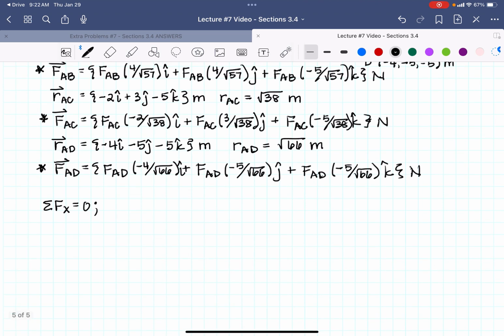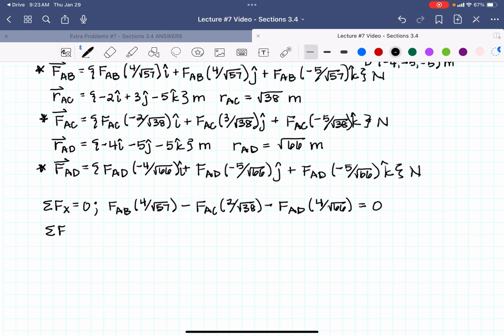But anyway, sum of the forces in the x, I'm going to start with FAB. So I have FAB times 4 over the square root of 57. In my FAC, I have minus FAC times 2 over the square root of 38. And for my last one, I have minus FAD times 4 over the square root of 66. All of that equals 0. There are no other forces acting in the x direction, so that equals 0.